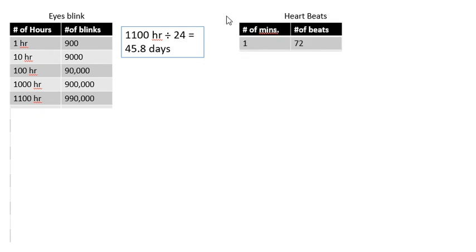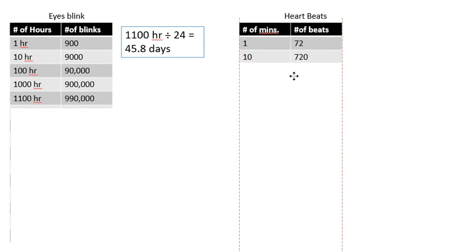Let's take a look now at the number of heartbeats. Our number of heartbeats has been given to us not in hours, but in minutes. So in this one, this unit distinction is very, very important. If we don't use our units properly, then our data would be way off. So in this case, it's 72 beats in 1 minute, but we want about 1 million. So let's see how close we can get here.